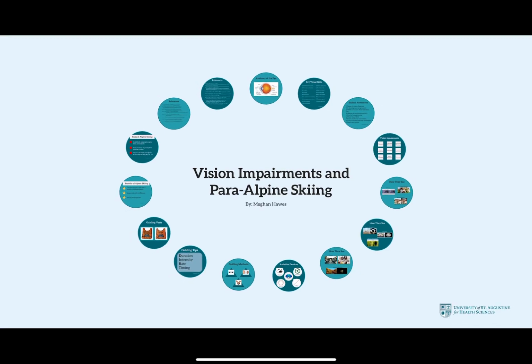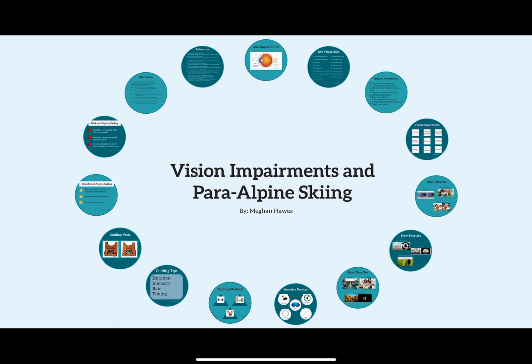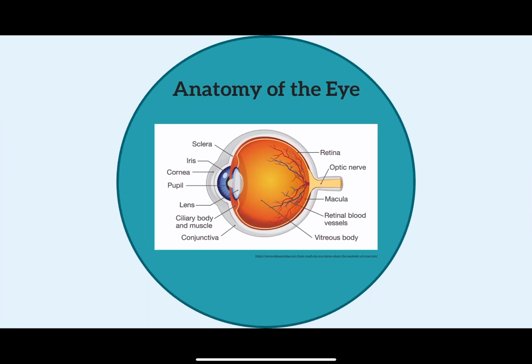Vision impairments and their definitions, deficits, and adaptations for para-alpine skiing. This is the basic anatomy of the human eye. When damage occurs to any part of the eye, a key visual skill could be affected, or a vision impairment can occur.